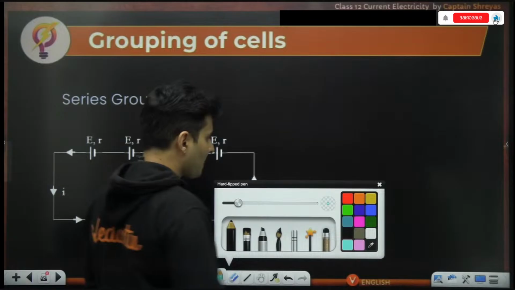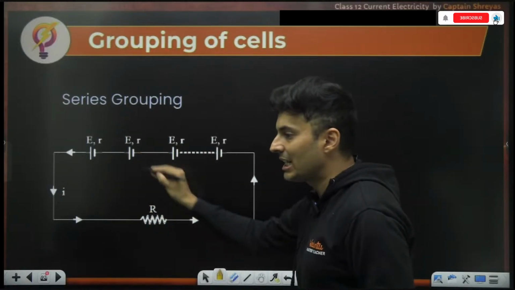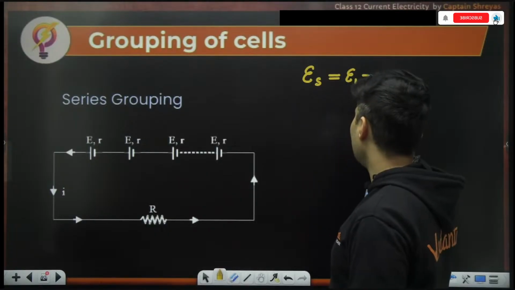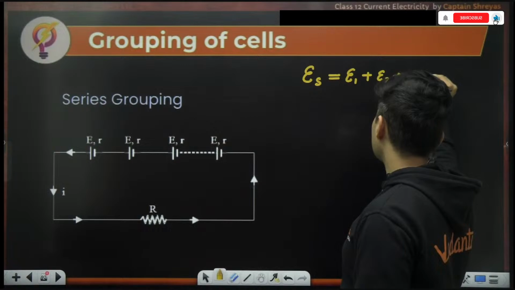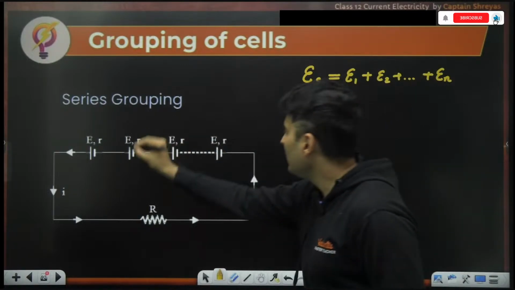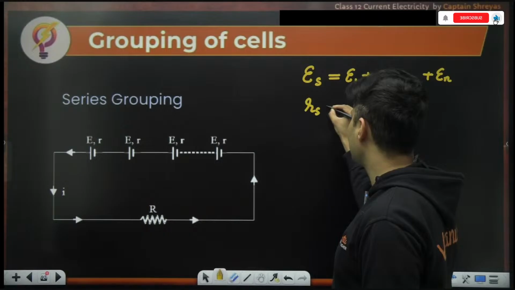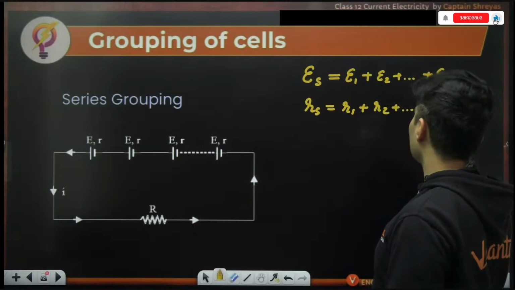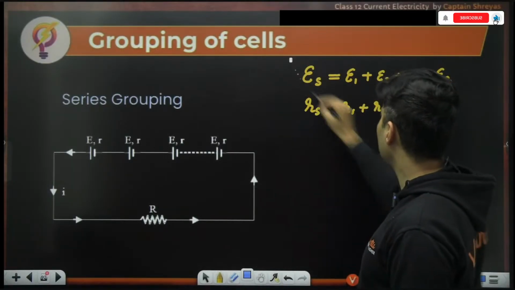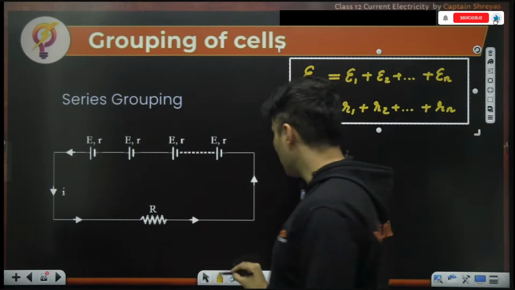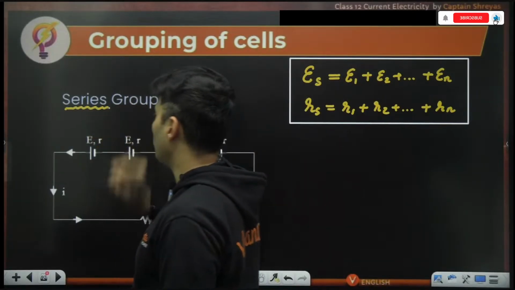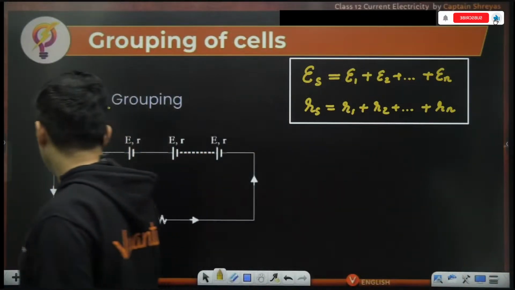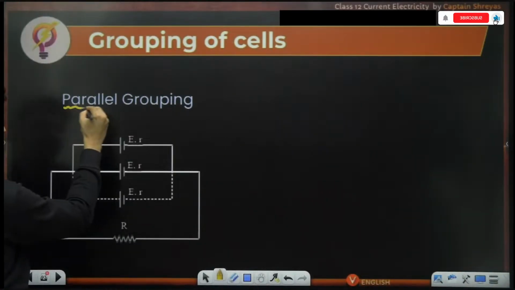In the series grouping, when you combine all these cells into one single cell, the equivalent EMF is just E1 plus E2 plus like that till En, and the equivalent internal resistance is simply R1 plus R2 like that till Rn. Very, very straightforward. So this is when it is in series combination. Just add the EMFs or add the resistances. That's it. Nothing great.